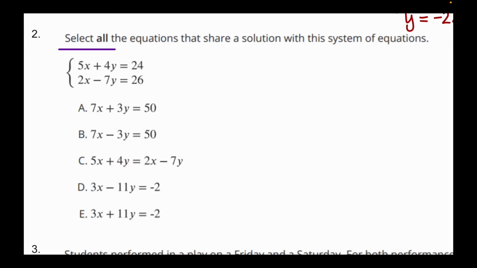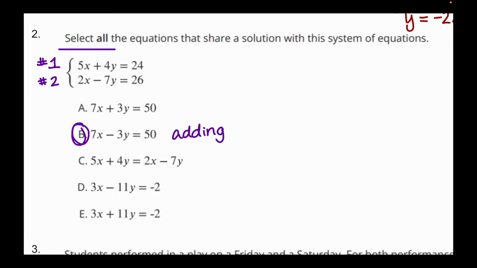If I add 5 and 2 together, we'll get 7. So for the first one, I know I should have 7x. And then if I add negative 7 and positive 4 together, that's going to give me negative 3y. And then 24 and 26 makes 50. So it looks like by adding them together, I'll actually get b. So this is adding. And I'm going to call this equation 1 and equation 2, or like number 1 and number 2, just so that I have a specific order.